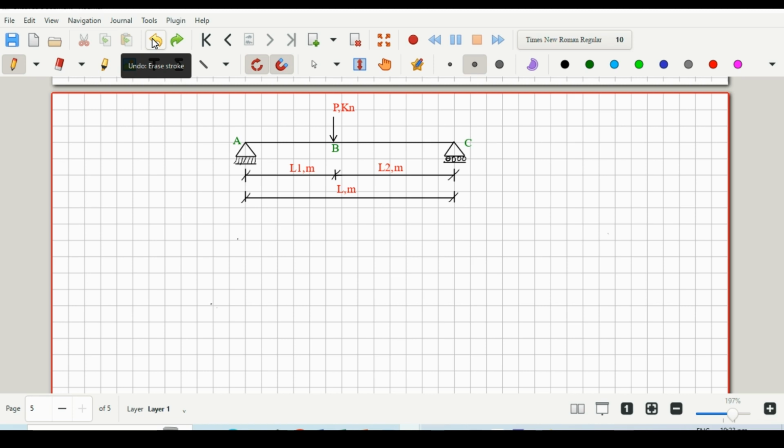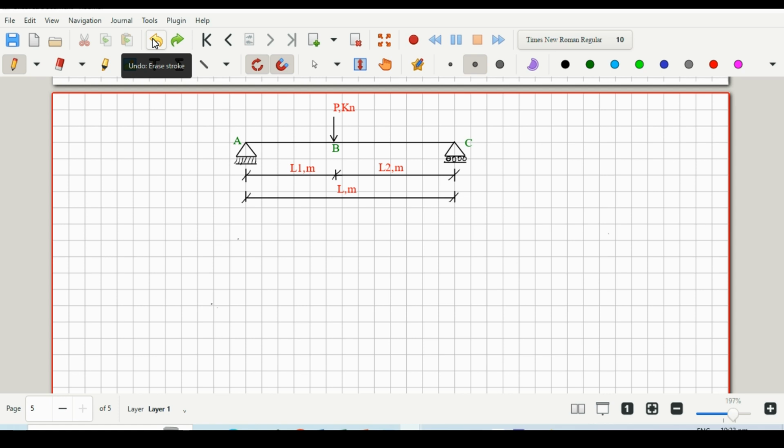On the screen, we have a simply supported beam with two supports. On the left support, we have a hinge support, and then on the right side, which is at point C, we have a roller support. We also have a point load with magnitude P kilonewton at B, and that is L1 meters from support A. And then the roller support at C is also L meters from support A.